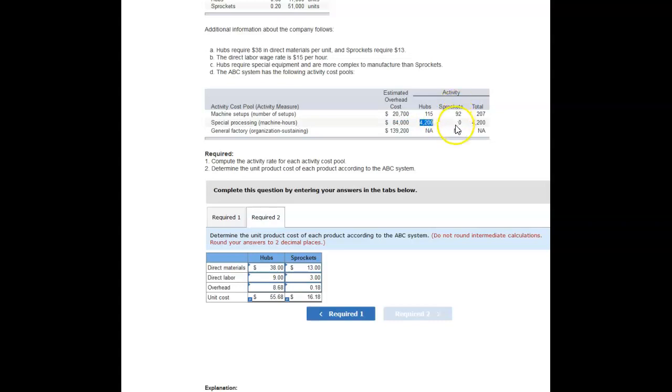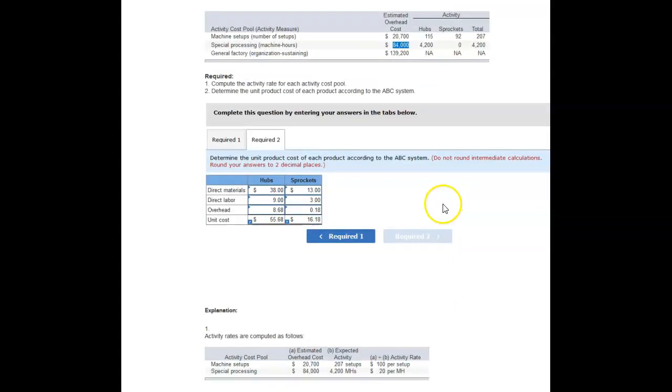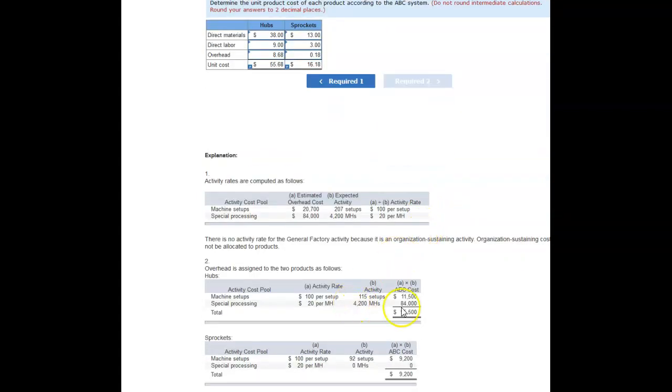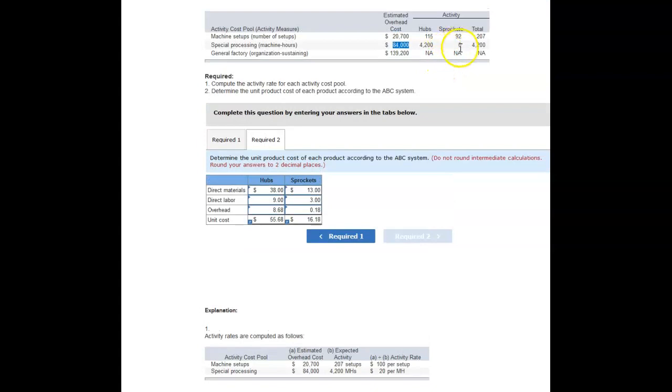We don't use the sprockets. That's not used for the sprockets. So we're not going to allocate any of the special processing cost to the sprockets. It only goes to the hubs. And so this full $84,000 in this problem is allocated to the hubs. Now going back up here, if we would have had hours here for sprockets, then you would not allocate the full 84 to the hubs. You would split this between hubs and sprockets, just like we did the 20,700.